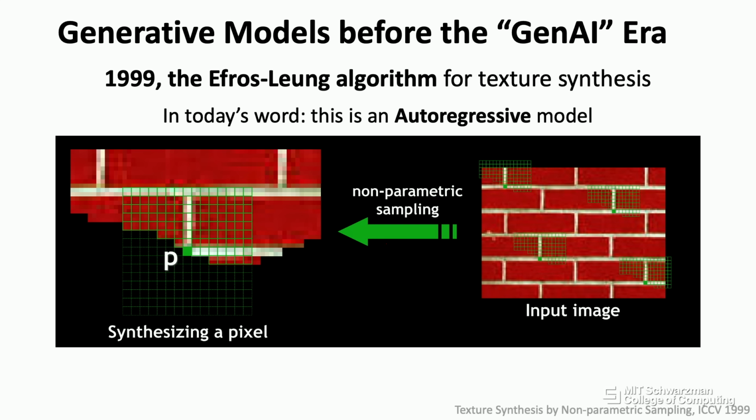The idea here is very simple. You just try to synthesize the texture pixel by pixel, based on what has been synthesized. So in today's world, this is actually an autoregressive model.